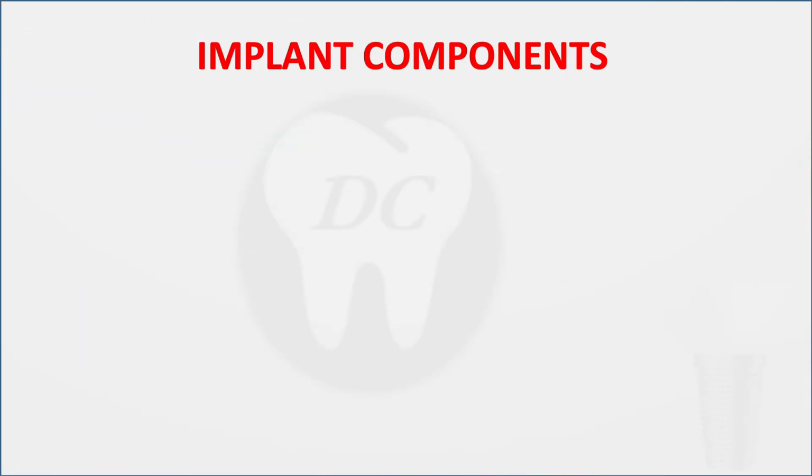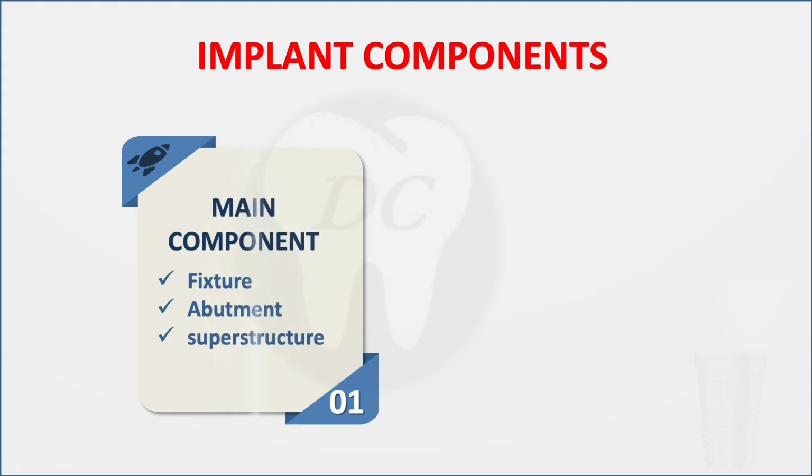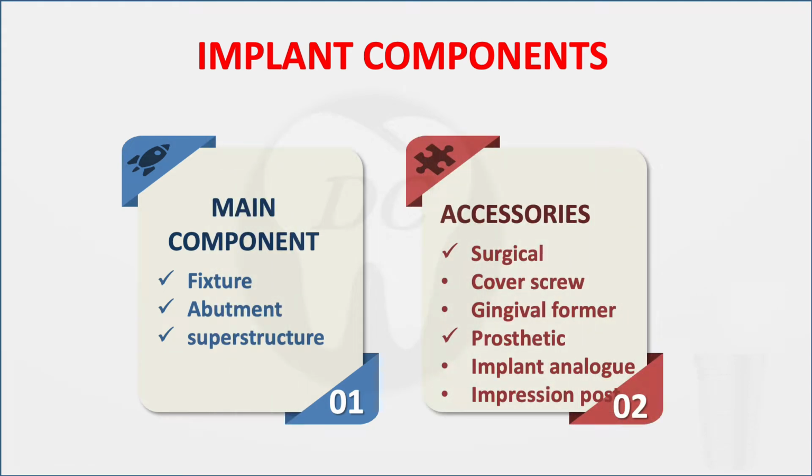So let's begin with the classification of implant components. We have two types of components: first the main components, and then the accessories. In main components we have the fixture, abutment and superstructures. In accessories we have surgical and prosthetic parts. In surgical we have the cover screw and gingival former. In the prosthetic part we have the implant analog and impression post. I'll discuss each and every component in detail in the later slides.